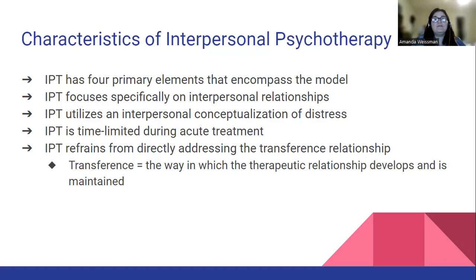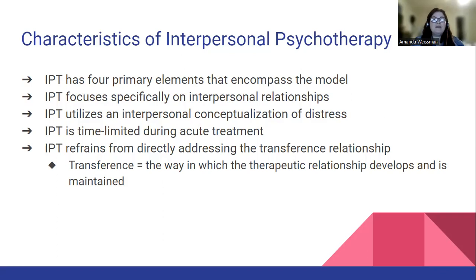So once the acute phase has been completed, the client and therapist typically agree to have sessions in the future as needed. And then the fourth element of IPT is that IPT refrains from directly addressing the transference relationship. When we say transference, we're talking about the way in which the therapeutic relationship develops and is maintained. So in IPT, the therapist wants to understand how the client relates to others in their social relationships through the transference relationship, but doesn't always address it directly in therapy.